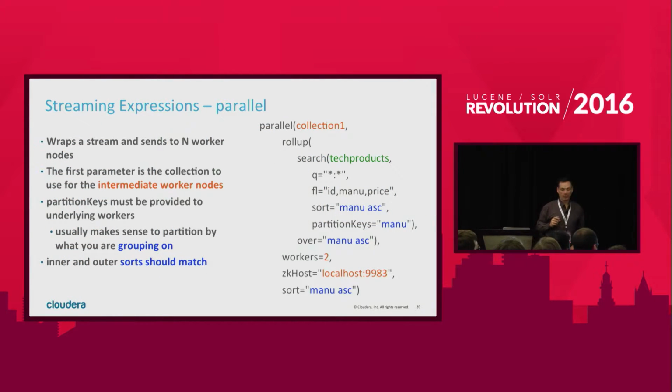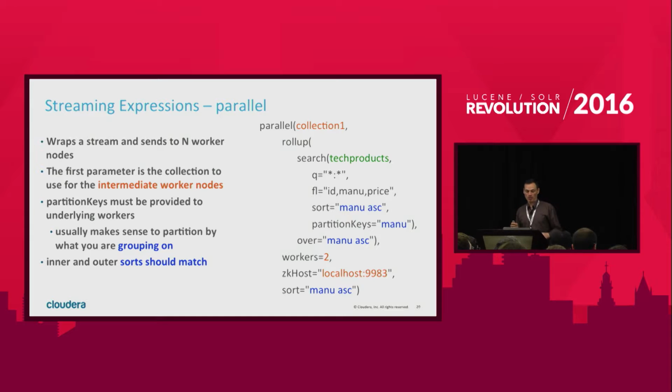So this is what the parallel streaming expression looks like. It wraps the roll-up, which wraps the search. It's notable that the first argument, collection 1 here in orange, is not the collection you're searching. It's the collection where the intermediate worker nodes are allocated. You can do this on a completely different collection or a completely different cluster if you want. This could be a collection with no data whatsoever that's dedicated to handling these parallel operations.